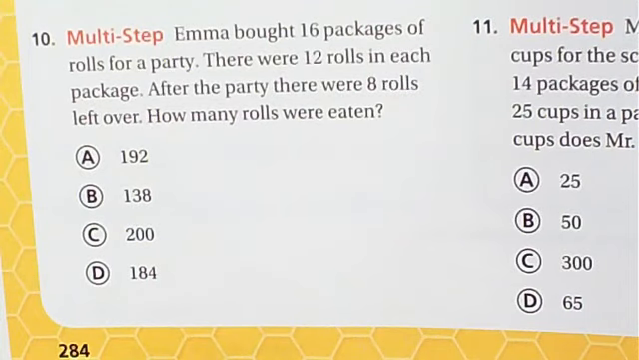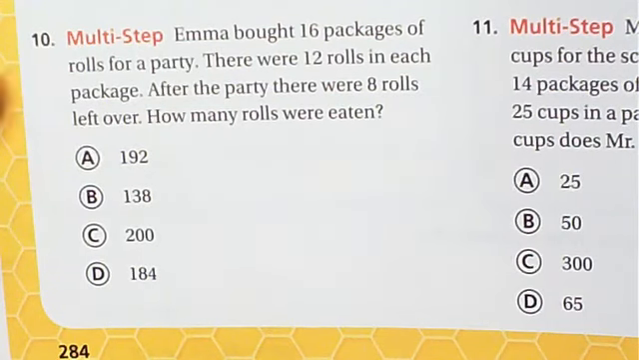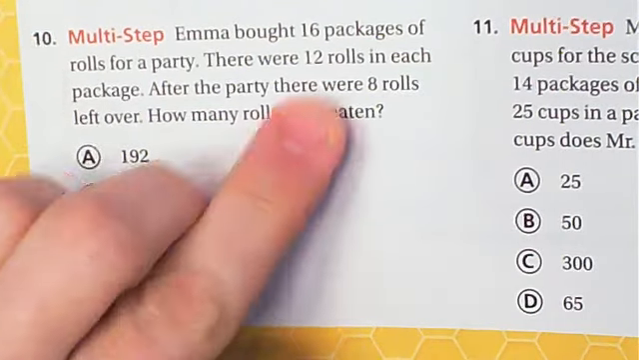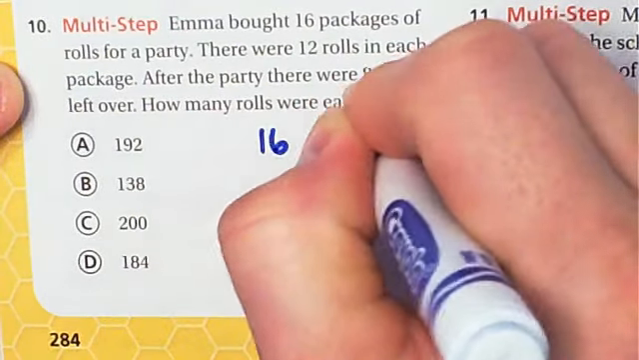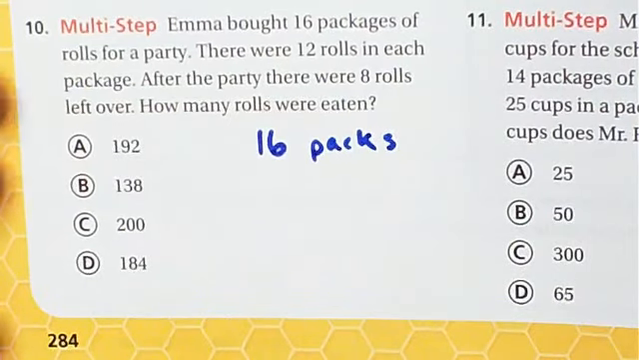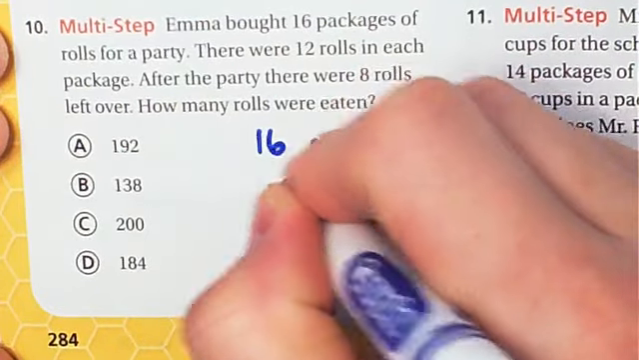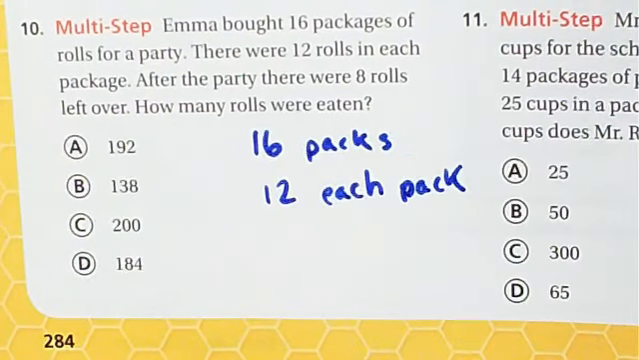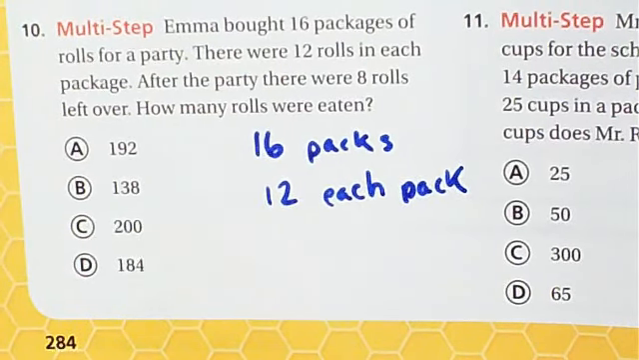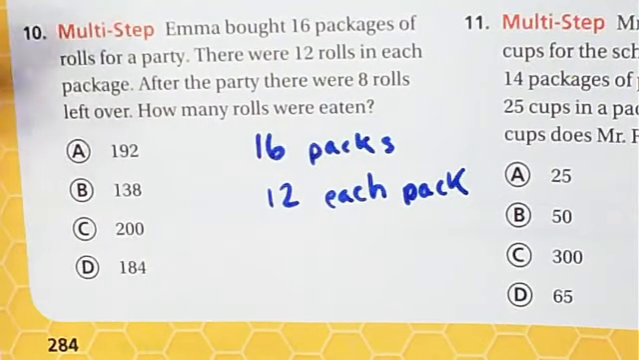Alright, Emma bought 16 packages of rolls for a party. There were 12 rolls in each package. After the party, there were 8 rolls left over. How many rolls were eaten? Okay, so before we do any math, you always got to figure out what's going on here. So she bought 16 packages. There's 12 rolls in each package, so we know she had 16 packs, and there was 12 rolls in each pack. So automatically I'm already thinking that we've got 16 times 12.